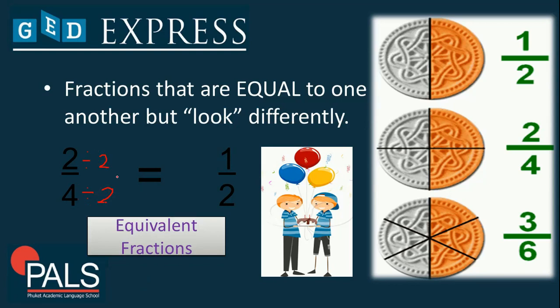They are just the same. So 2 divided by 2, that will give you 1, and 4 divided by 2, that will give you 2. That makes them equivalent fractions. Same is true with this one, 3/6. Their common multiple is 3. So 3 divided by 3 and 6 divided by 3, that will give you this number, which is equal to 1/2. So those are equivalent fractions.